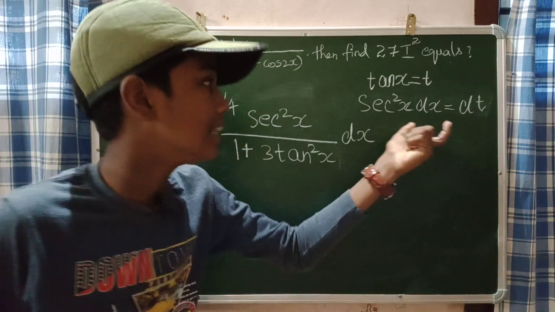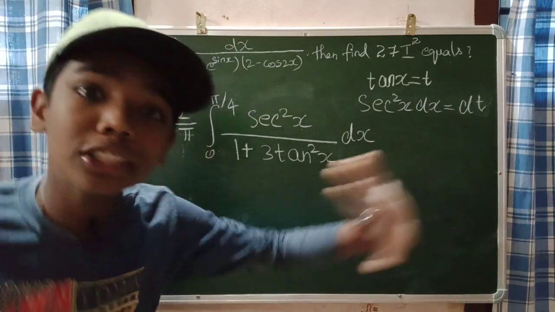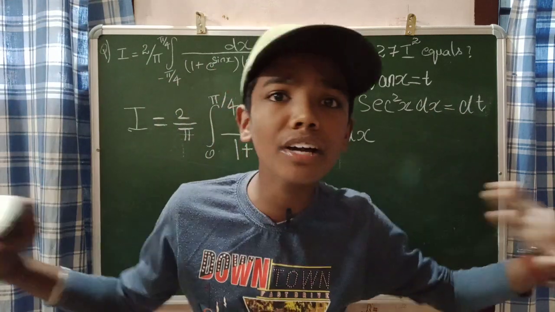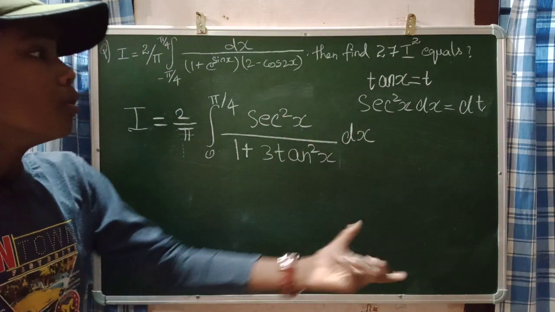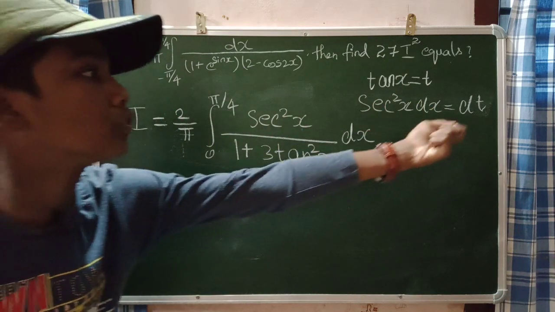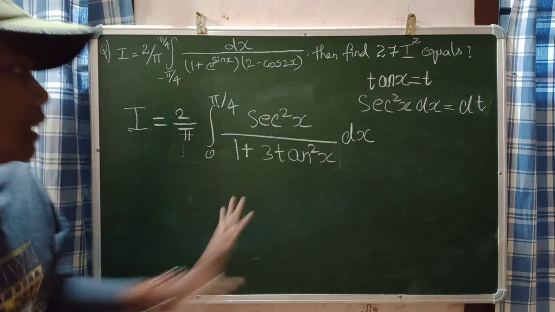Not only that, then secant square x dx will give us dt. This you guys need to know; I can't explain all of this. When I substitute tan x as t, secant square x dx will be dt. So I will put those values in this integral.